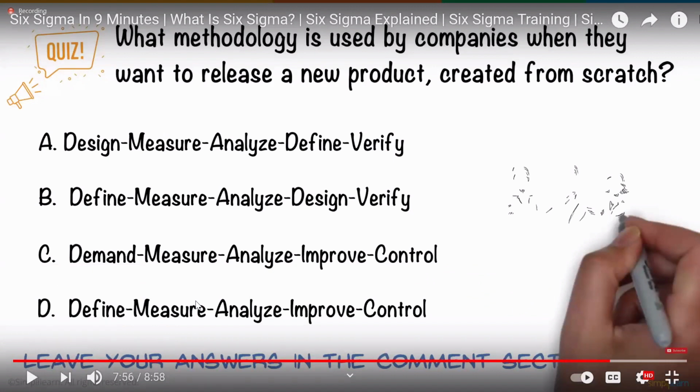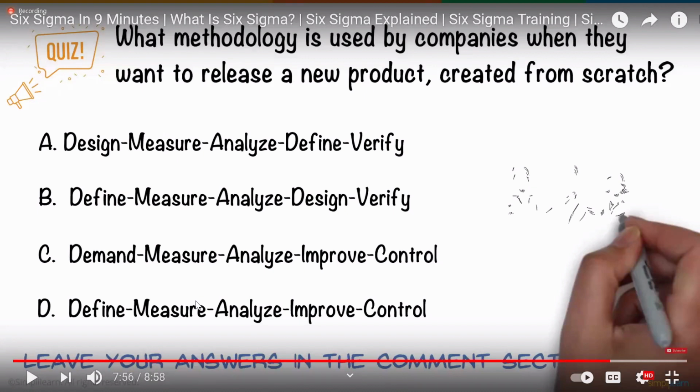The methodology is DMADV. This is for a new product which you are planning to launch, a new product in the market. You can adopt this methodology. Here, what are the options? Design, measure, analyze, define, verify. Define, measure, analyze, design, verify. Demand, measure, analyze, improve, control. The last two are not.